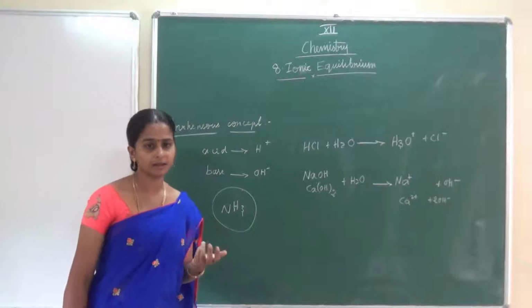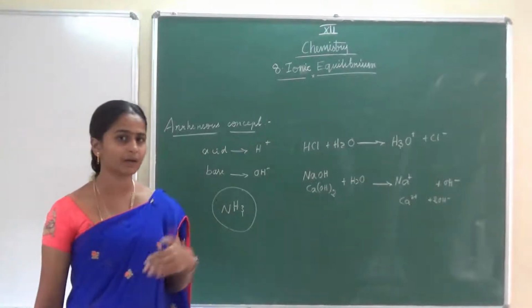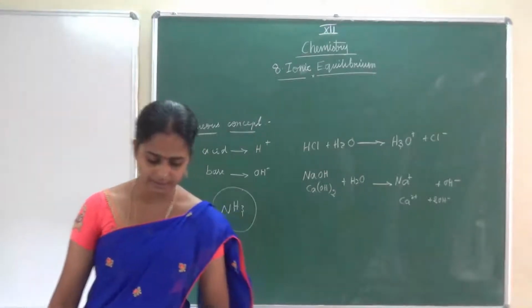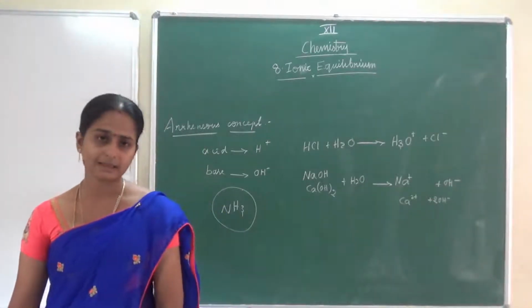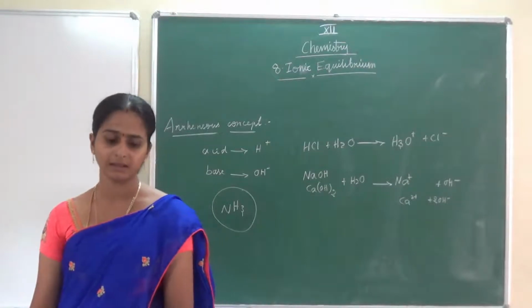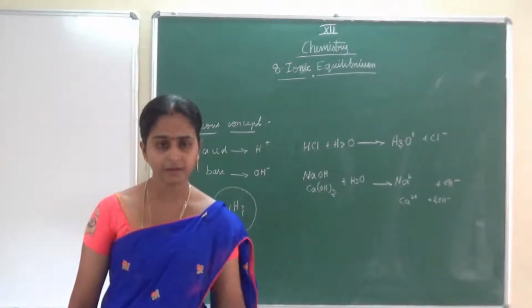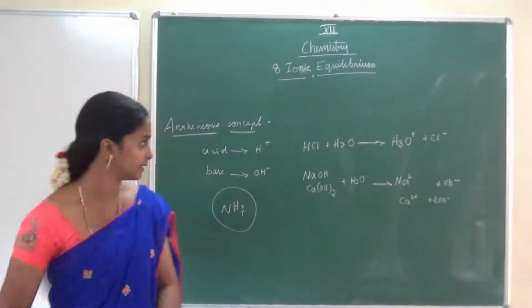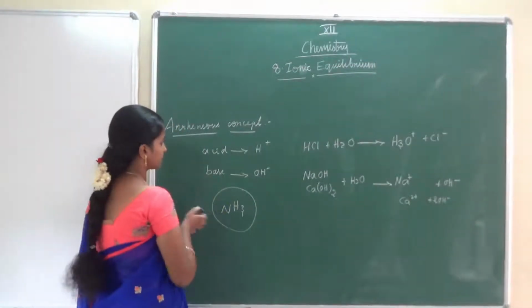Then another scientist came to overcome these limitations. The next scientist is Lowry-Bronsted. This Lowry-Bronsted theory is also known as the proton theory. He gave a different approach for acid and base. So let's see here, this is his concept.